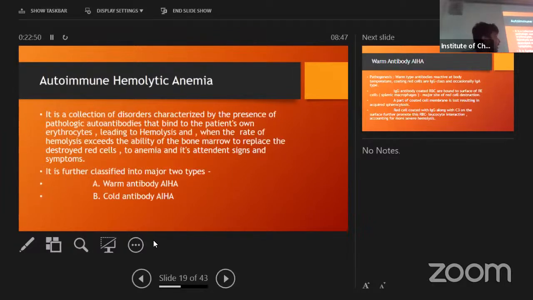Now, autoimmune hemolytic anemia. This is a collection of disorders characterized by presence of pathologic autoantibodies that bind to the patient's own erythrocytes, leading to hemolysis. When the rate of hemolysis exceeds the ability of the bone marrow to replace the destroyed red cells, it leads to anemia and its attendant signs and symptoms. It is further classified into warm antibody and cold antibody AIHA.